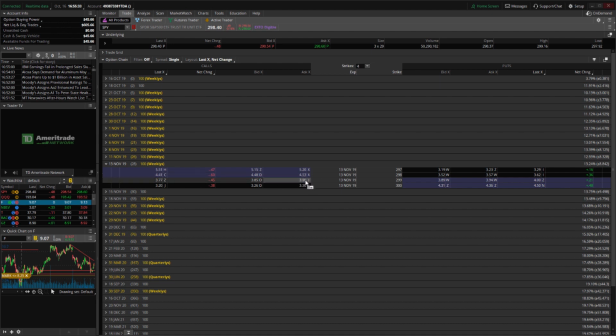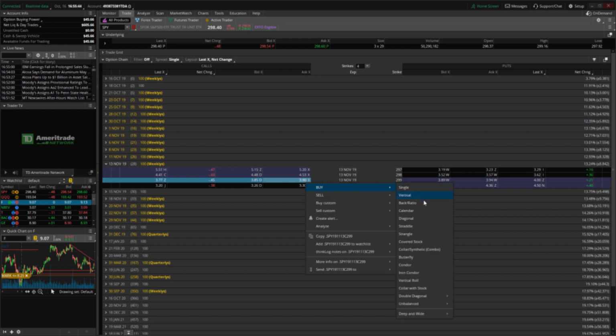But right when you go to the ask price, you should be able to get filled pretty quickly. So let's say you wanted to buy the option for $3.90. You would click buy, and it gives you a list of different option strategies. You can do a single, vertical, calendar spread, straddle, strangle, and these are all just different option strategies, and I'm not going to get into all of these.